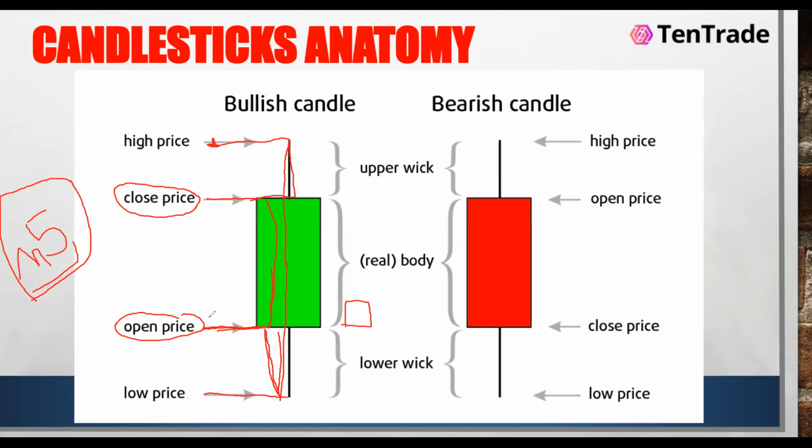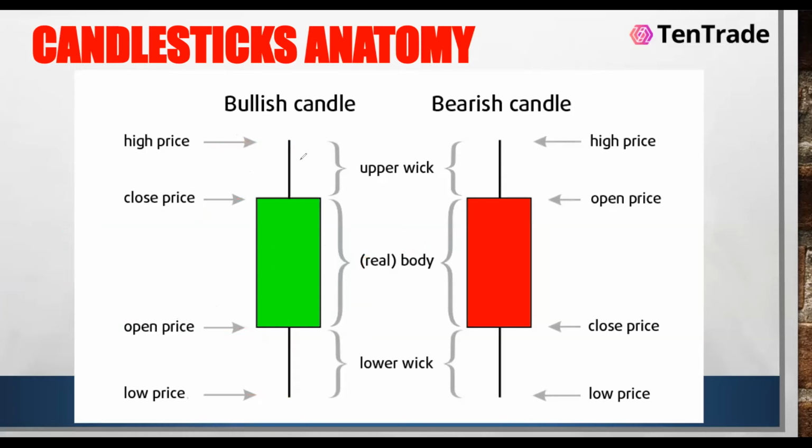The distance between the open price and the close price, we call the body of the candle. This is the body of the candle. And this single line here, we call the wick. So this is the body of the candle, and this is the wick. This is the lower wick and this is the upper wick. So just call it wick.